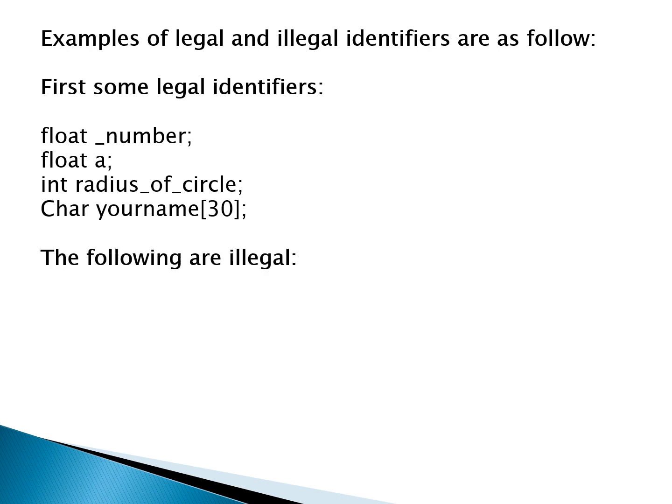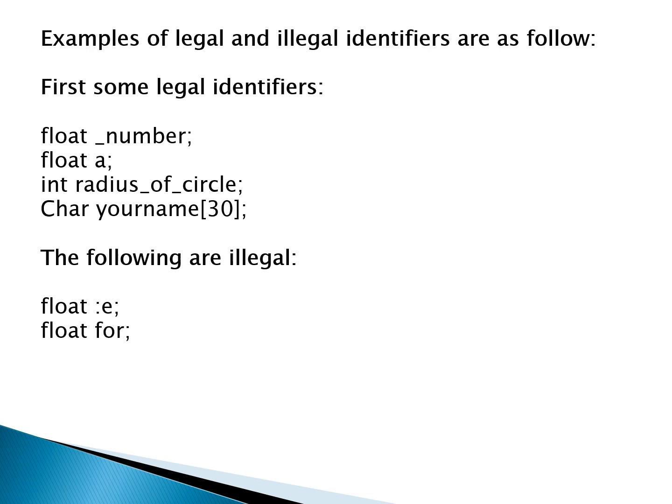Then we shall look at some of the illegal identifiers. For example, float :e;. This is invalid because the variable name starts with the colon symbol. As I told you, a variable name should start with either an underscore or an alphabet.